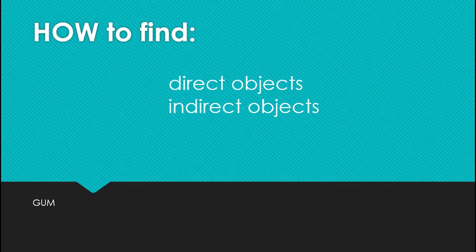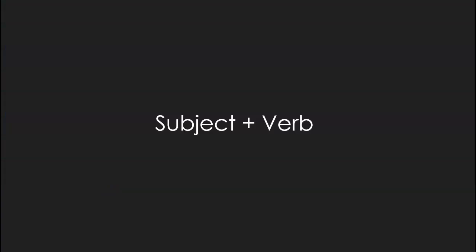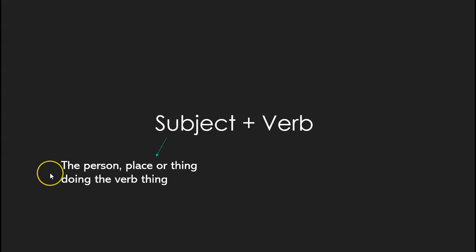Today we're going to talk about how to find direct objects and indirect objects. Rule is we're not going to overthink this. A sentence, any sentence, must have a subject and a verb. We know that the subject is the person, place, or thing doing the verb thing. And the verb is that action or state of being.